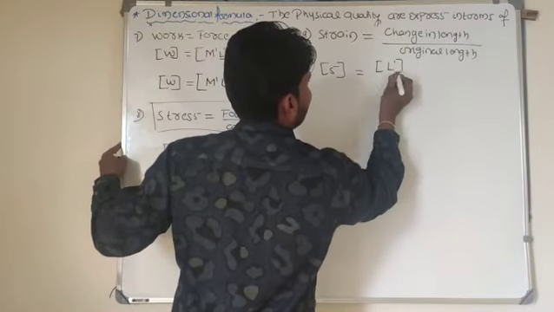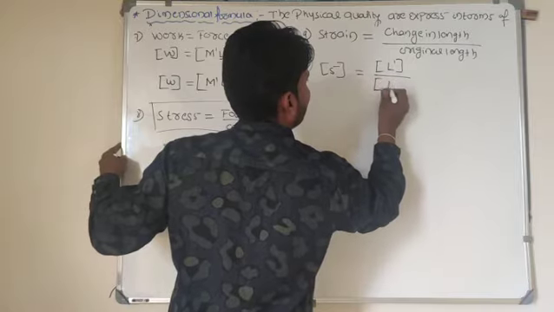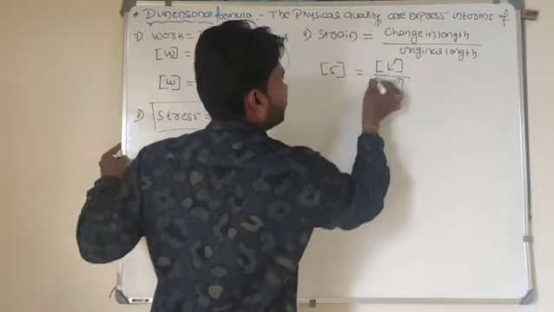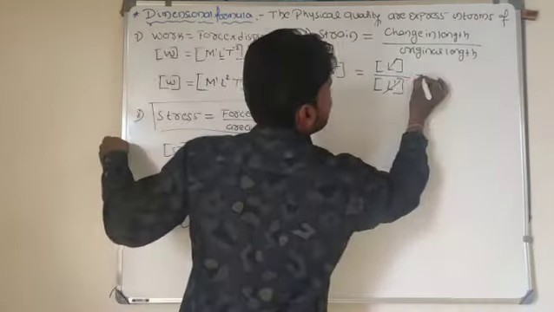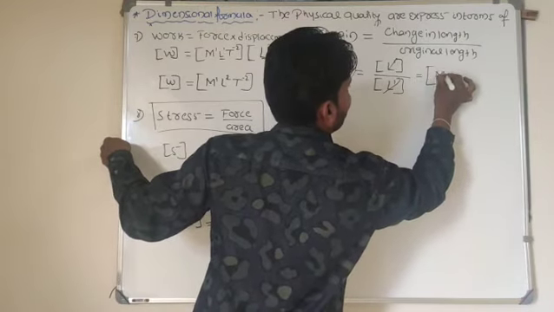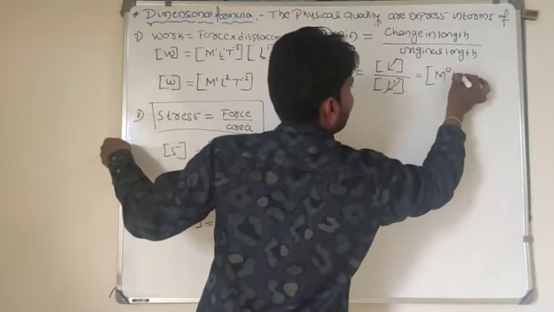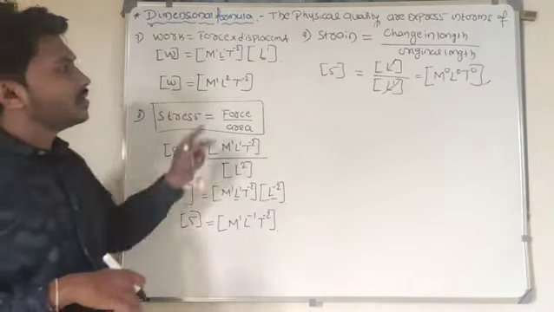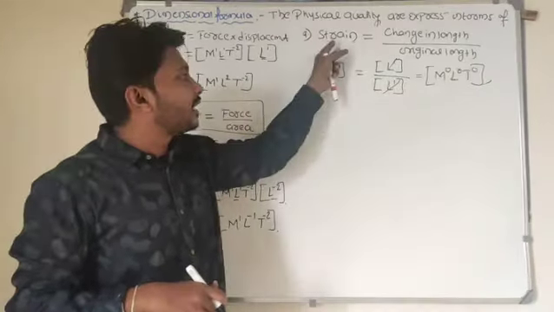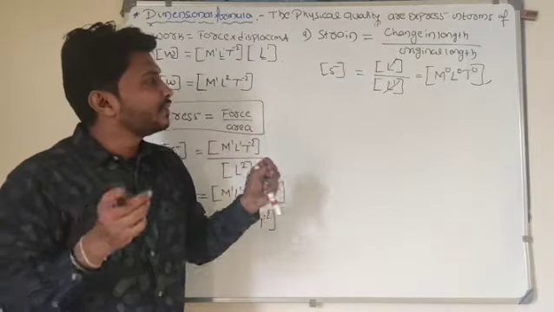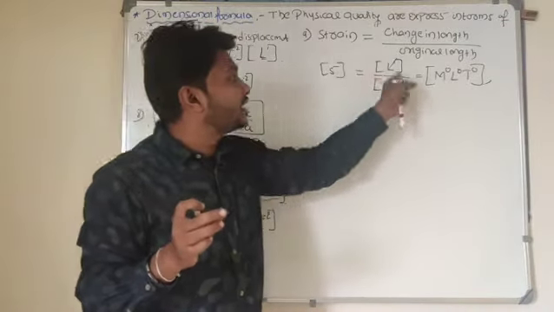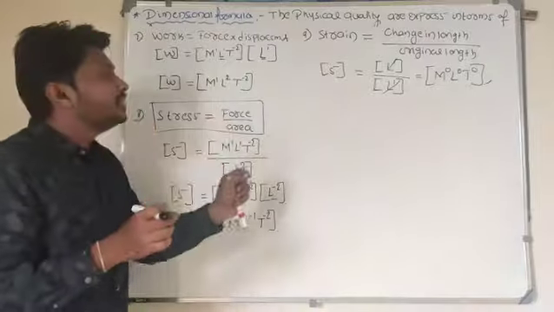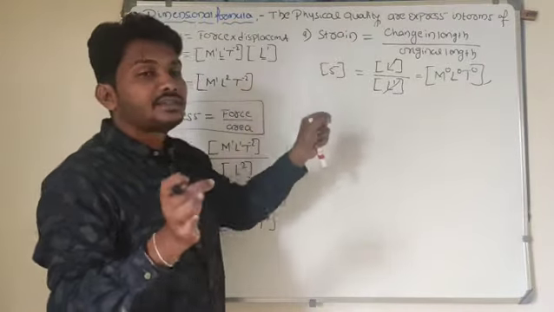Change in length divided by original length, so that is also L only. So these two terms will get cancelled. If these two terms get cancelled out, it means in this one there is no mass term, the length term is also cancelled out, and the time term is also cancelled out. So look here: in this physical quantity, the mass term is 0, the length term is 0 and the time term is also 0. So this is a dimensionless physical quantity.